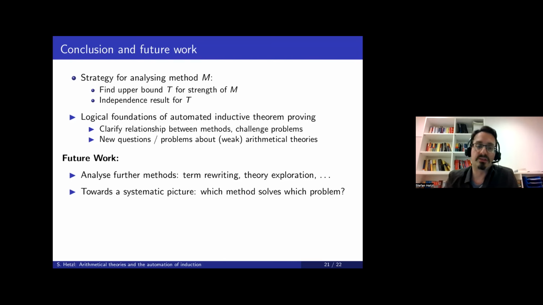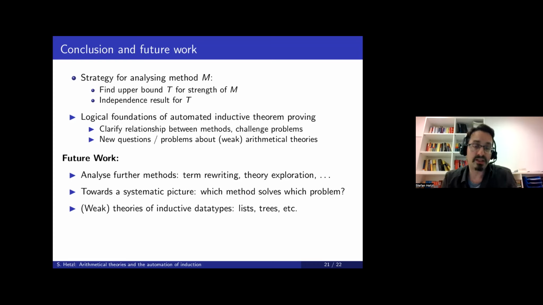And of course, all this should somehow in the long run develop towards a more systematic picture, namely which method solves which problem. And as I also mentioned, for this application in computer science, we also need to deal with data types different from the numbers. We need to deal with lists, trees, and so on. And not so much is known about weak theories for such data types.